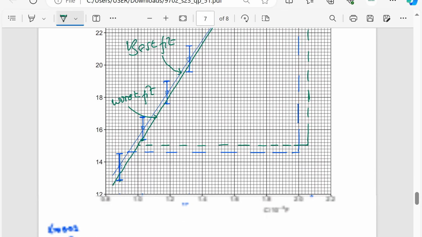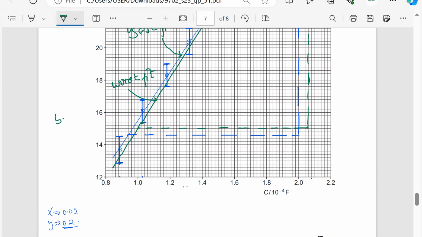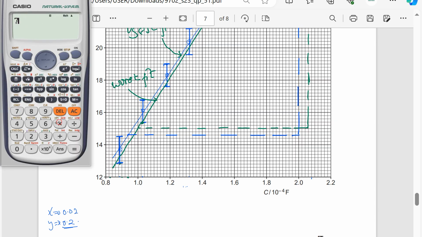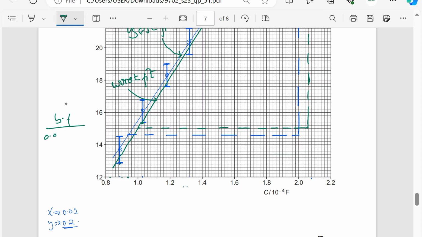Okay, then here we have these values on this side for the best fit, which is in blue. The x-axis is 1.0 point, this point here: 1, 2, 3, 4, 5, 6, 7. 7 times 0.02 plus 0.8. So that is 0.94 on the x-axis. And on the y-axis it is 14.2, 14.4, 14.6.